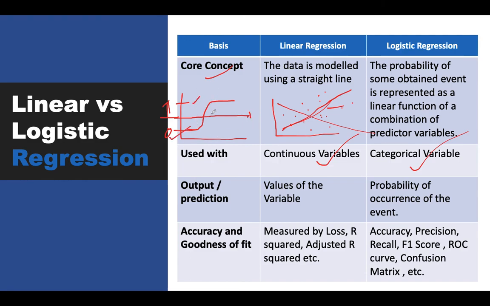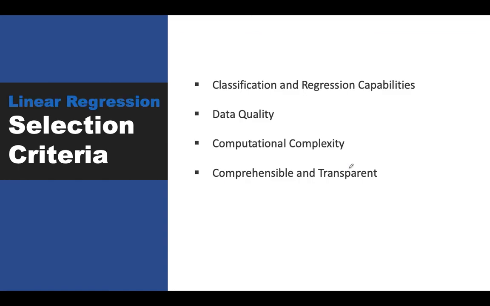So accuracy, or goodness of fit, is the process where we find how correct the model is. Here you have it measured by loss, R squared, adjusted R squared, and all of these methods. In logistic regression, you have accuracy, precision, F1 score, ROC, and confusion matrix to be measured from here. Okay, cool. Fine. Now going ahead.